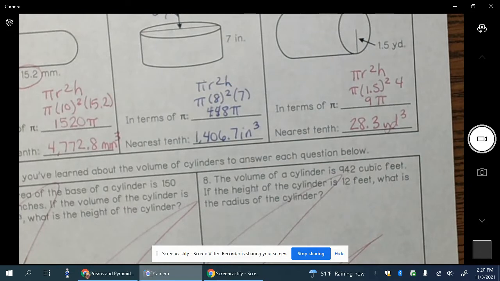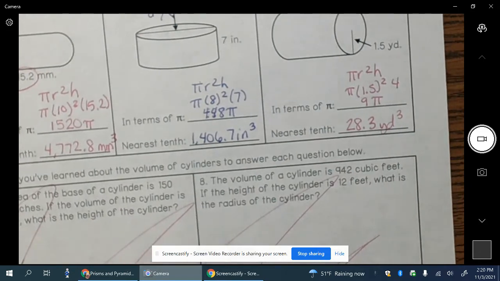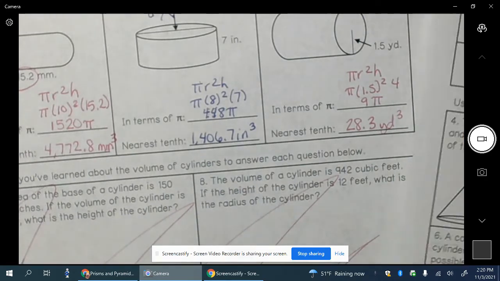We don't do the squares. We're not doing the word problems today because I want us to get to just practice. We'll do word problems Thursday.